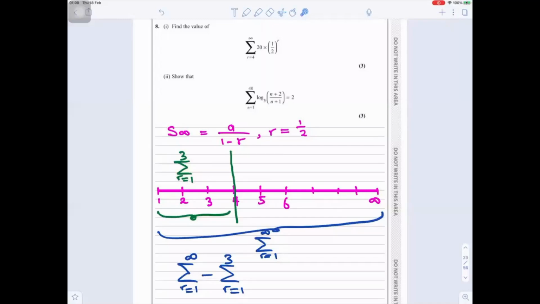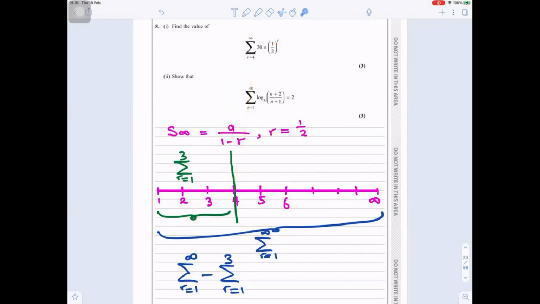Question number 8. Find the value of the sum from r equals to 4 to infinity of that and show that this is equals to 2. So sum to infinity, we have the formula there which you get from the formula book, and the common ratio is a half. So think of it this way. We are starting from 4 and we want to go to infinity.